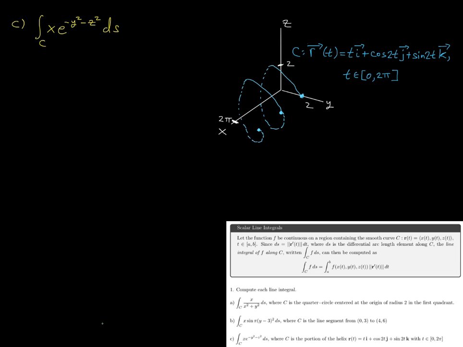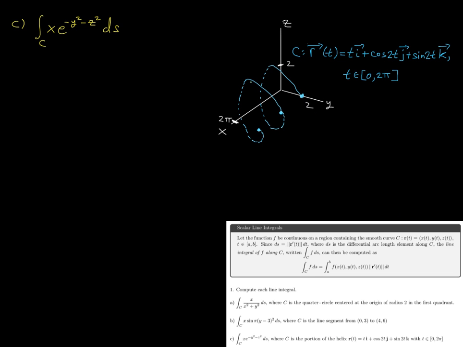All right, part C of problem 1 is an example of a line integral of a function of three variables over a space curve C. Now here the path C is the portion of this helix, r of t is equal to t i plus cosine 2t j plus sine 2t k, and we're taking the portion of the helix where t varies from 0 to 2 pi.